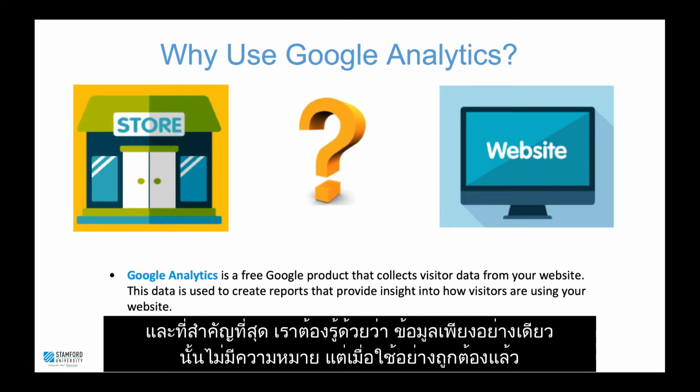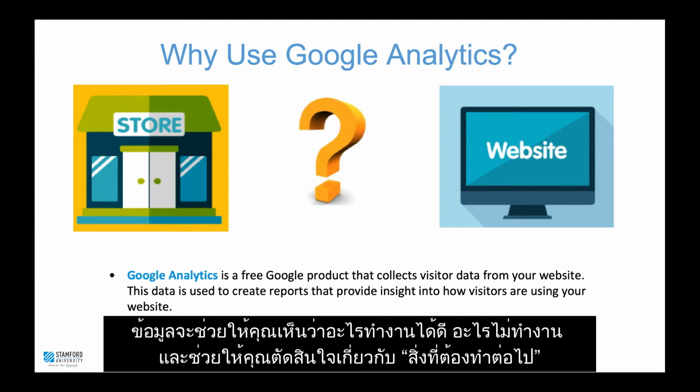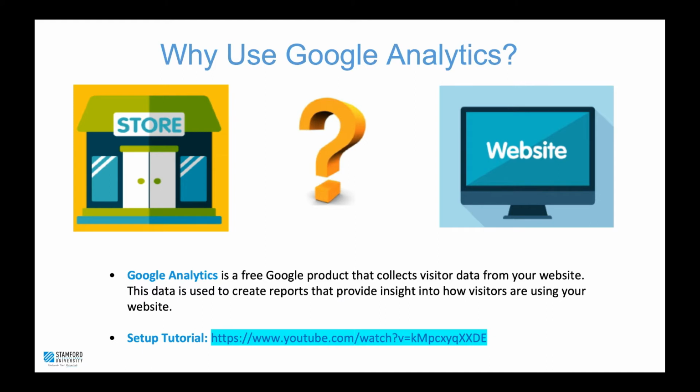The last point, and don't be naive on this one, is that data on its own is meaningless. But when used properly, data can help you see what's working well, what's not working, and make decisions on what to do next. That's really the key around digital marketing: looking at the data, making decisions, and figuring out what to do next. All right, so that's why people are using Google Analytics.